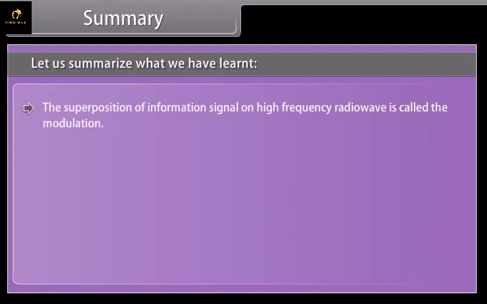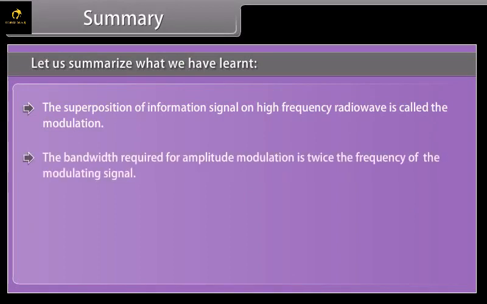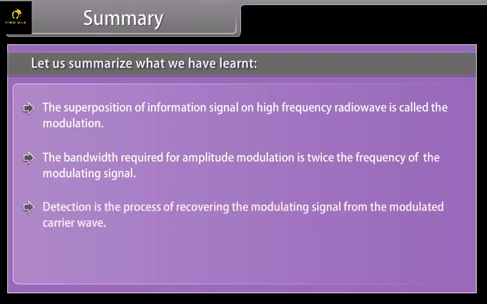The superposition of information signal on high frequency radio wave is called modulation. The bandwidth required for amplitude modulation is twice the frequency of the modulating signal. Detection is the process of recovering the modulating signal from the modulated carrier wave.